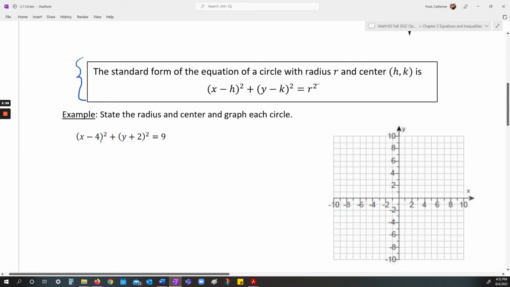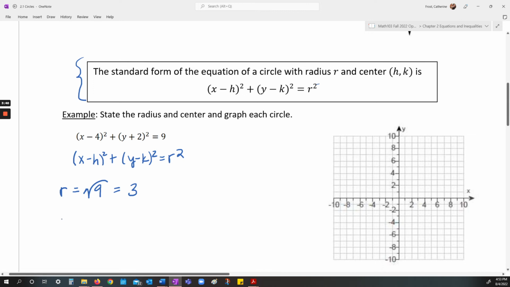So we have x minus 4, the quantity squared, plus y plus 2, the quantity squared, equals 9. So we want to figure out what the center and the radius are by comparing to this standard form. So I'm going to write it down here and line it up. x minus h squared plus y minus k squared equals r squared. So the radius is going to be, well, r squared equals 9. So the radius is going to be the square root of 9. So you're always going to have to take the square root when you're looking at the equation.